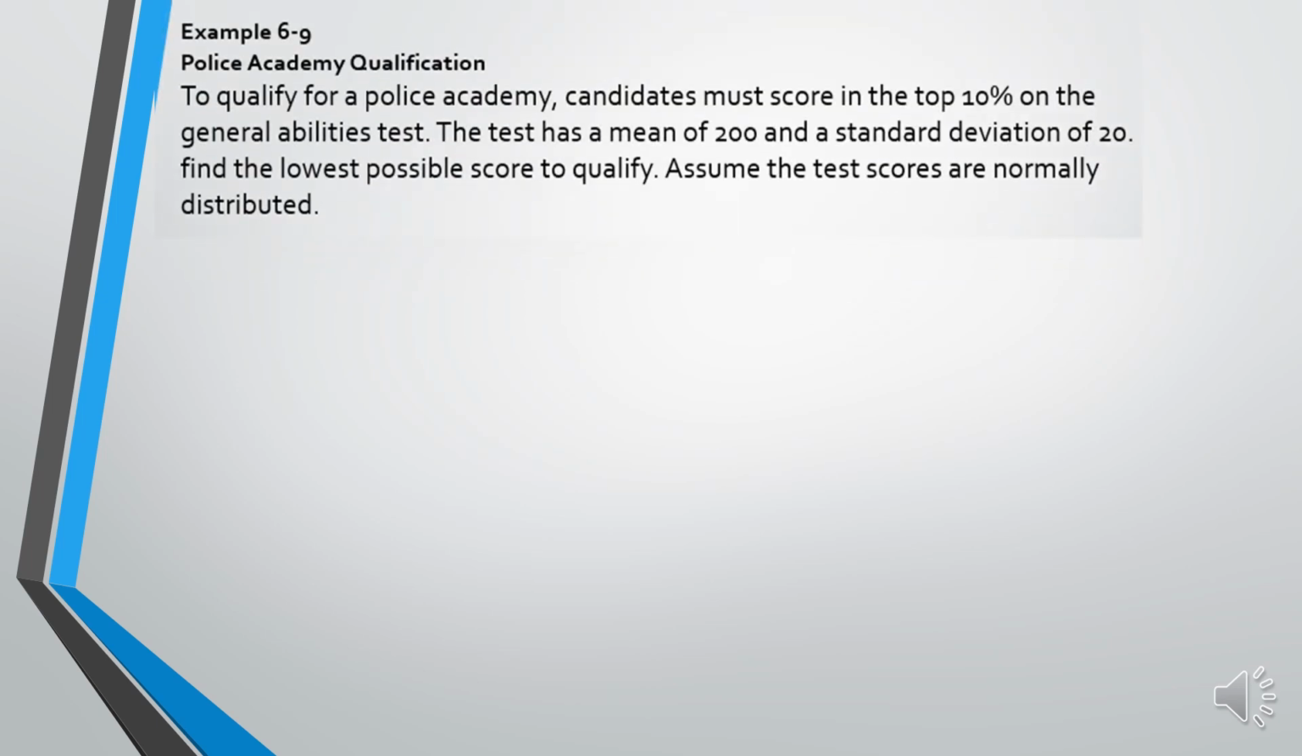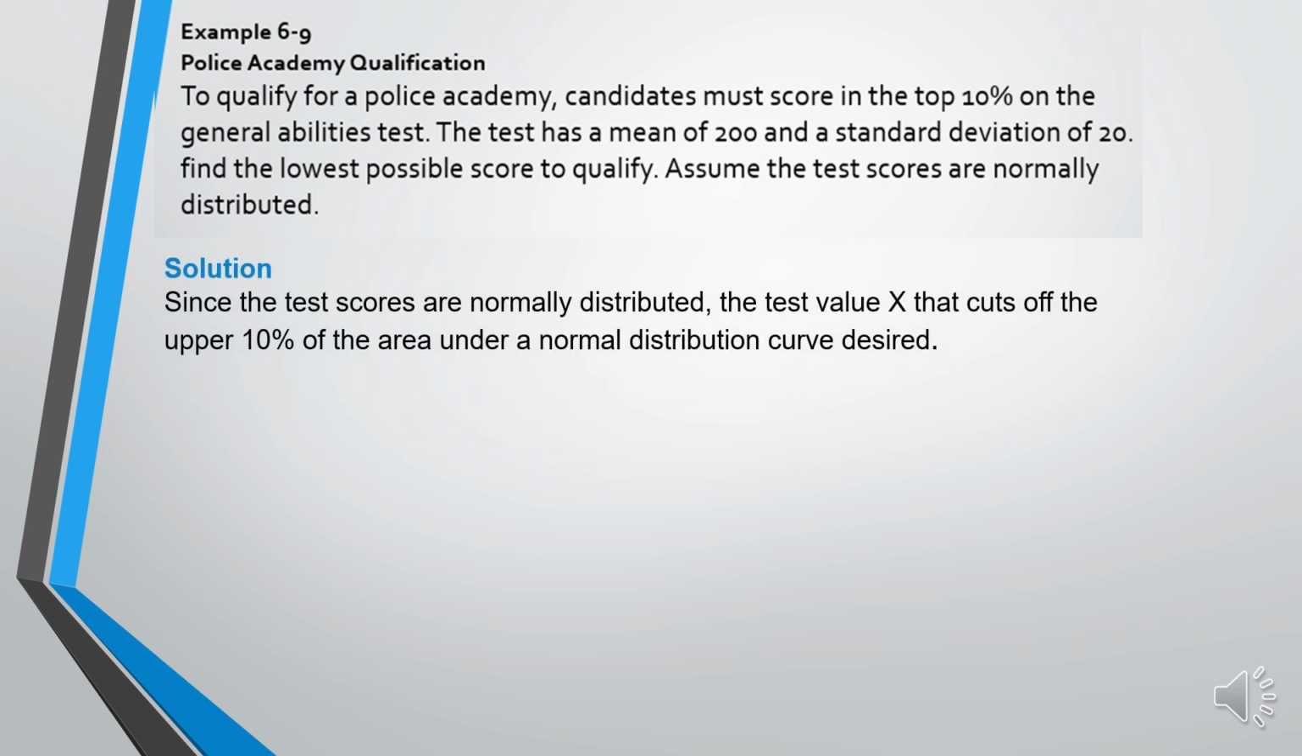Okay, let's try to answer example 6-9. Police Academy qualification. To qualify for a police academy, candidates must score in the top 10% on the general abilities test. The test has a mean of 200 and a standard deviation of 20. Find the lowest possible score to qualify. Assume the test scores are normally distributed.